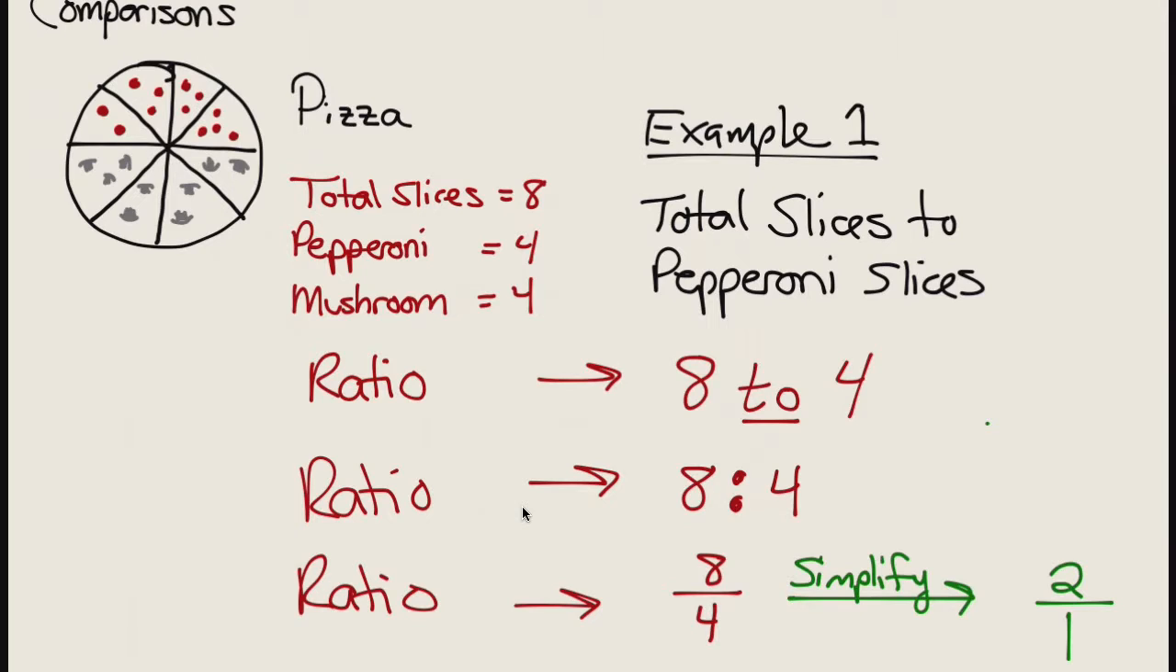Now, at your tables, I want you to come up with a ratio of pepperoni slices to mushroom slices, okay? So right now, write that ratio 3 different ways, okay? Do that for me right now, please. You're comparing pepperoni slices to mushroom slices. I didn't. I did total slices.